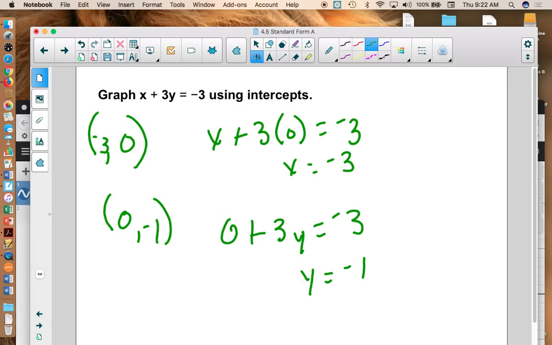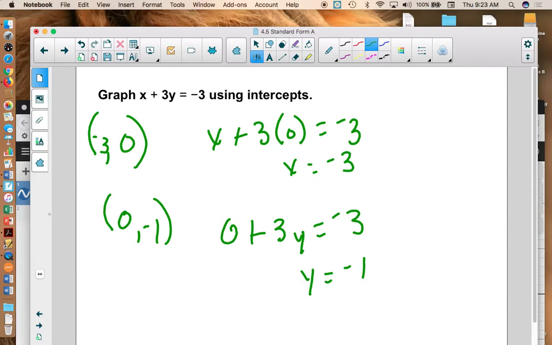Now I can go to the graphing calculator and graph it using this equation that they gave me, the standard equation, and see if my intercepts are correct. Make sure everybody's got it. Does everybody see how we're getting there?